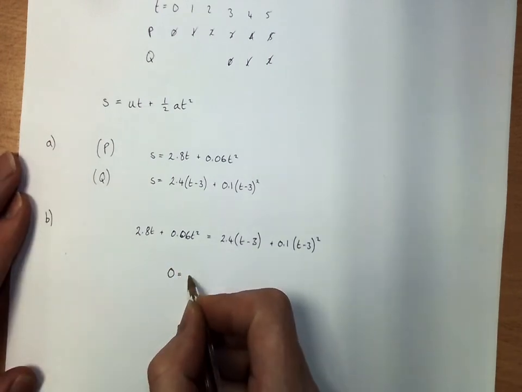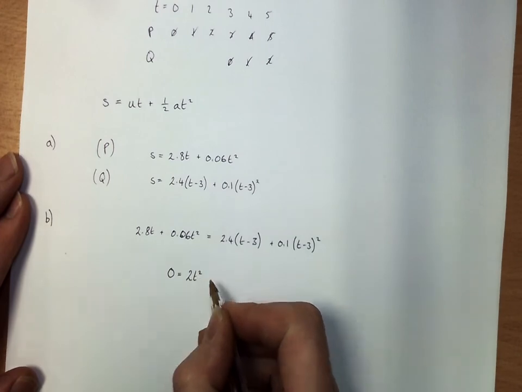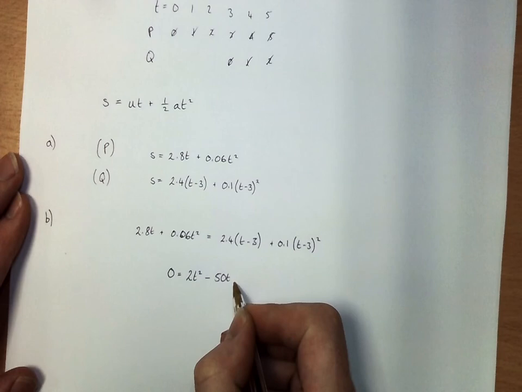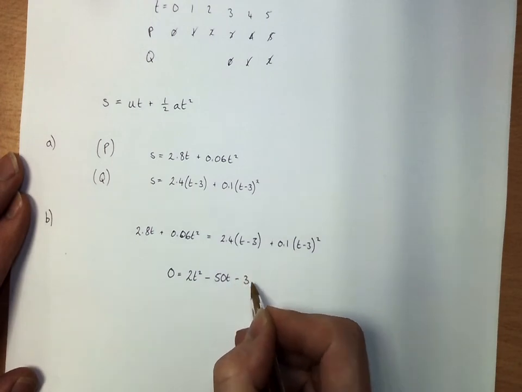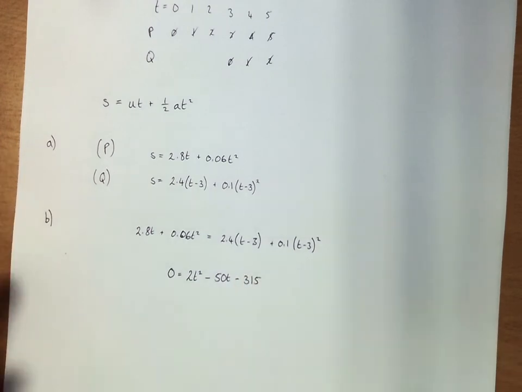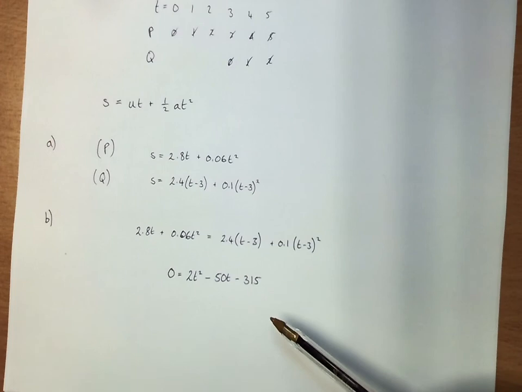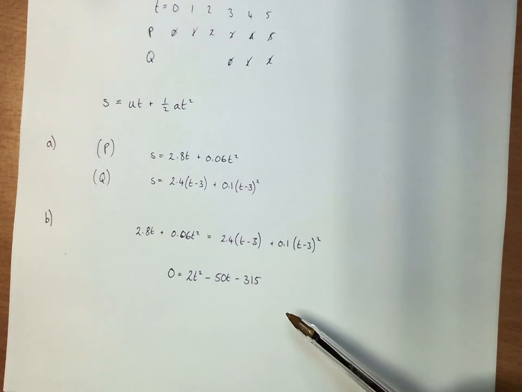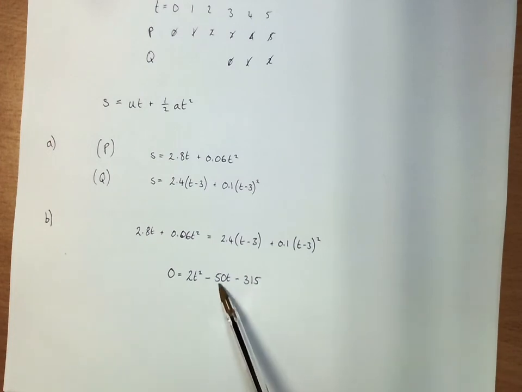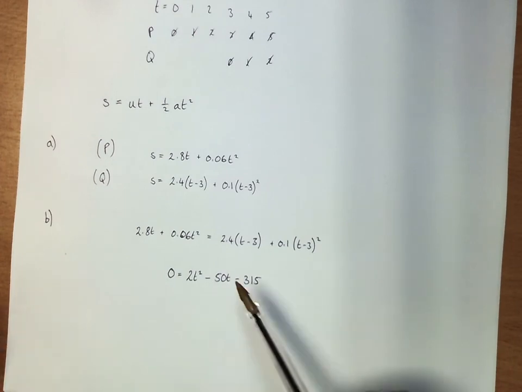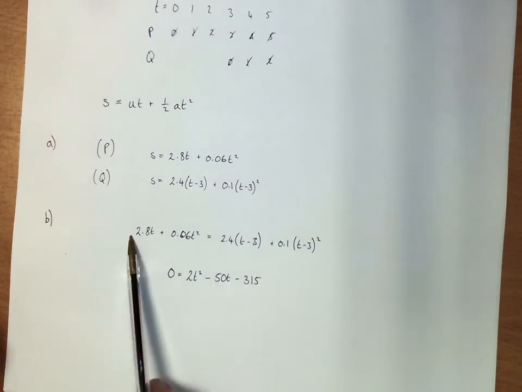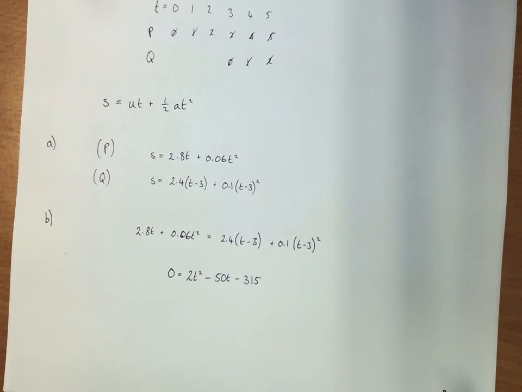So 0 equals 2t squared minus 50t minus 315. One thing that did come through when I was doing this question is at one stage you get 0.04 t squared minus t minus 6.3. Use this 50 as a clue what you're multiplying it by. So to get rid of all the decimals, multiply it by 50 and it works a lot nicer.